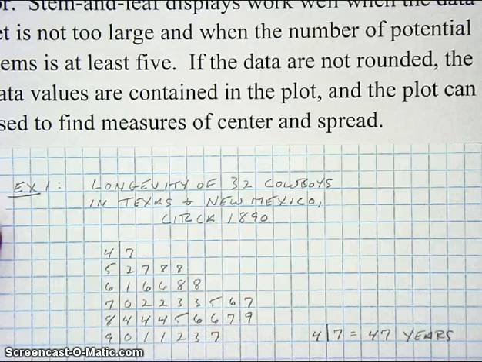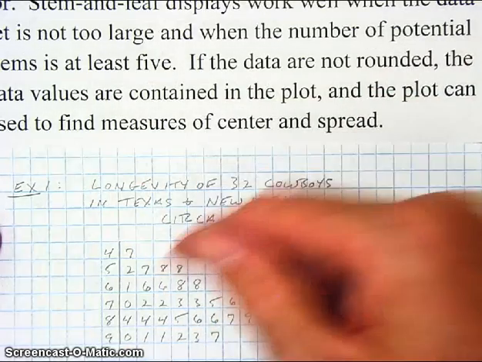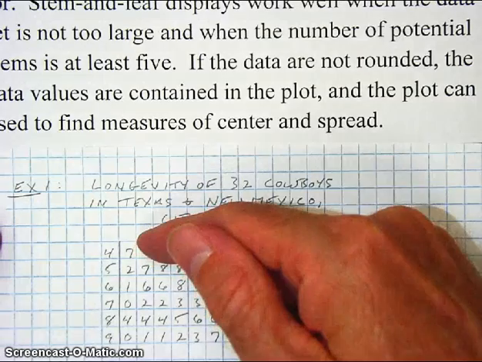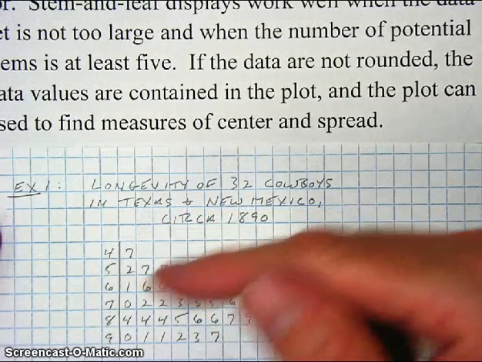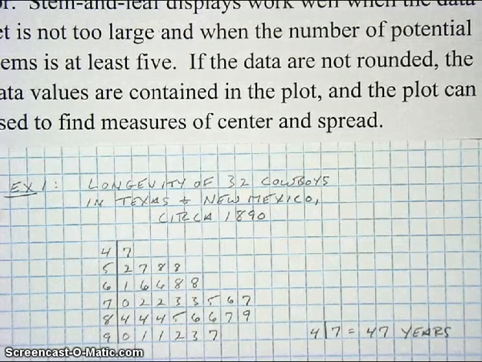1.5 times that is close to 30. If you subtract 30 from 67, you get about 37. So the lower fence, while it's not exactly 37, is quite a bit below 47. The upper fence is quite a bit above 97. So there are no outliers.